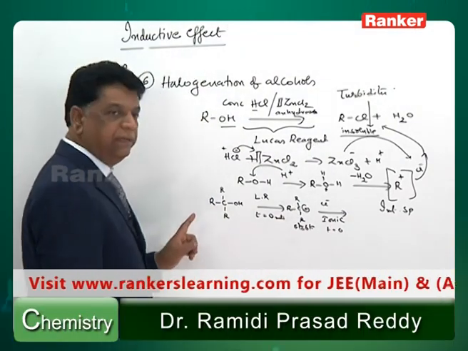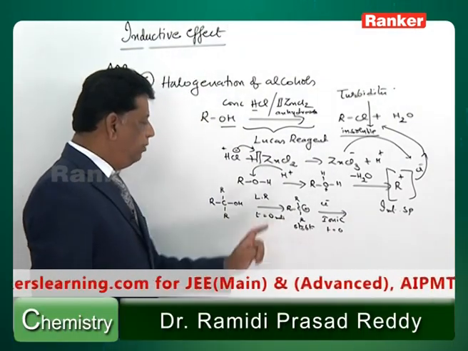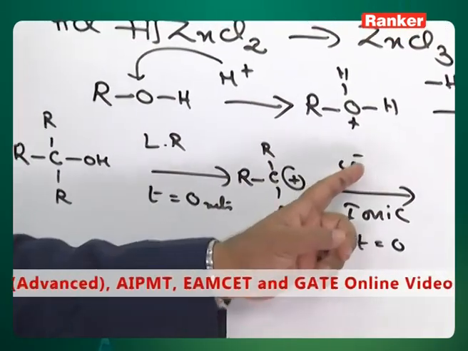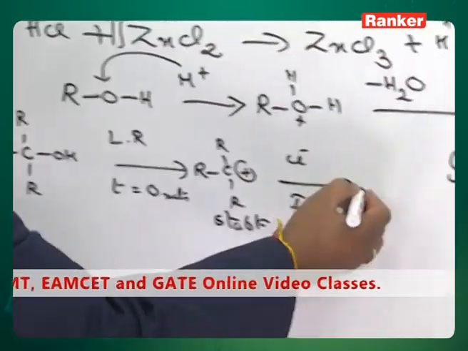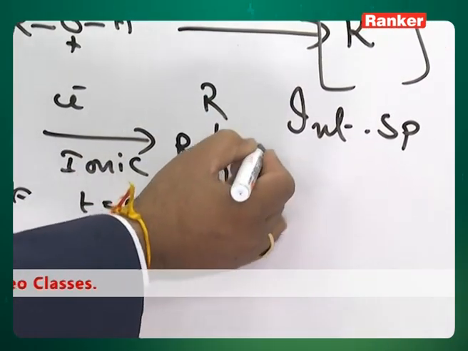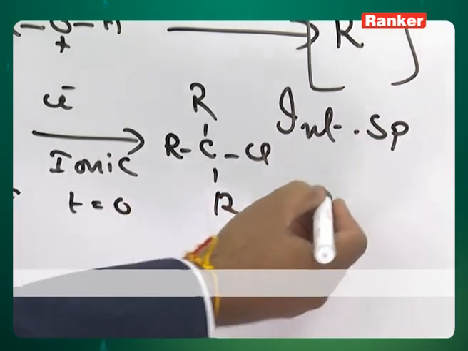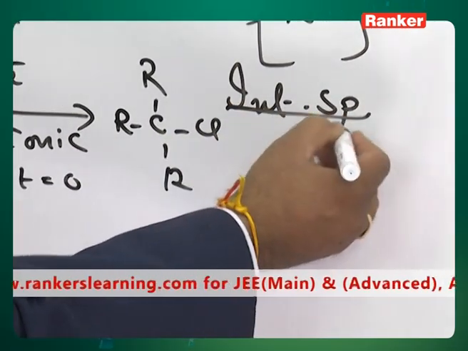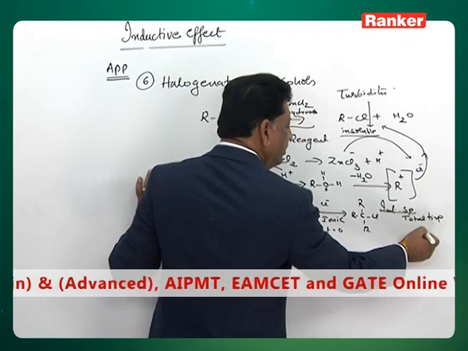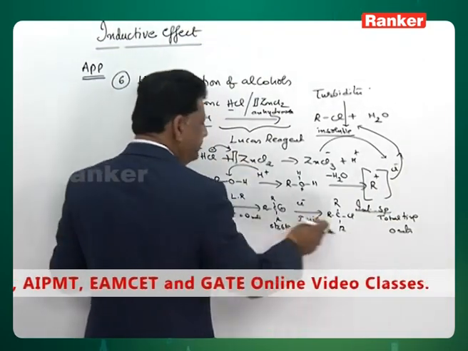So, step 1 is 0 minutes because it is stable. Step 2 is 0 minutes because it is an ionic reaction. So, finally, tertiary alkyl chloride is formed. Net time, that is total time, I will write here. The total time required is also 0 minutes only, because 0 plus 0 is 0 only.